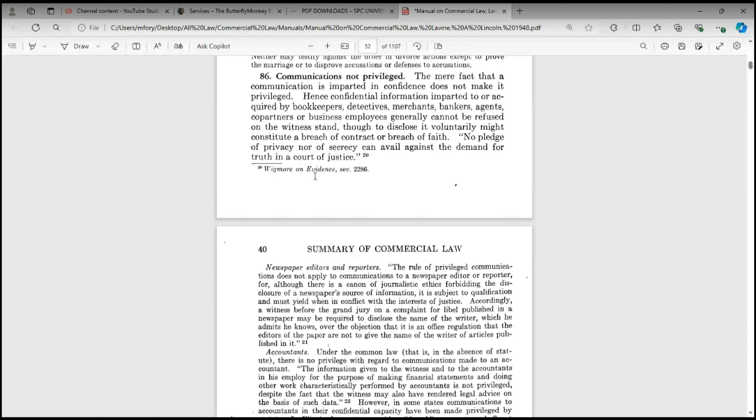Communications not privileged. The mere fact that a communication is imparted in confidence does not make it privileged. Hence, confidential information imparted to or acquired by bookkeepers, detectives, merchants, bankers, agents, co-partners, or business employees generally cannot be refused on the witness stand, though to disclose it voluntarily might constitute a breach of contract or breach of faith. See, like they're telling me they can't refuse it.